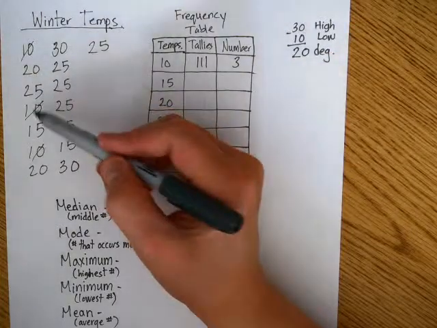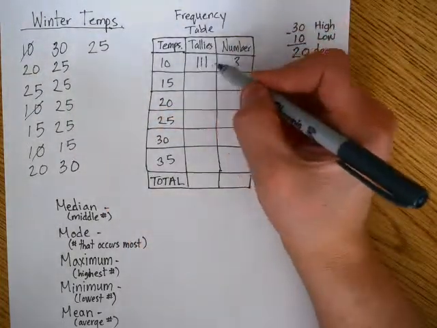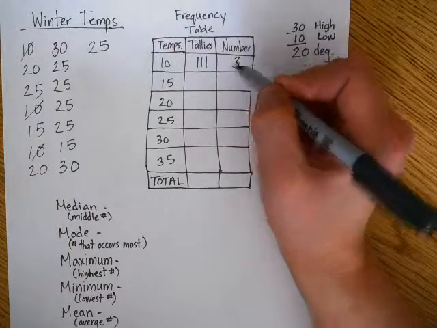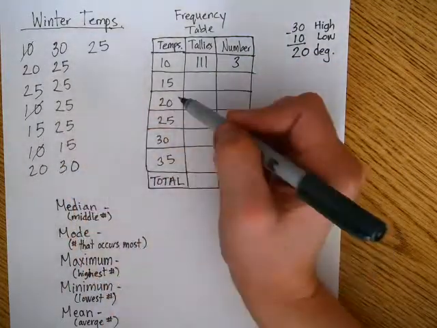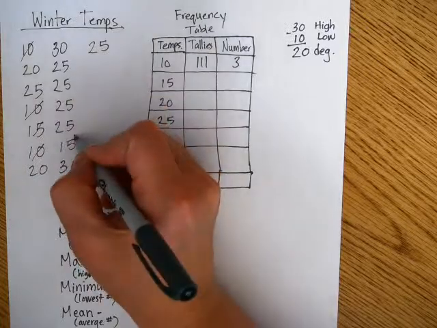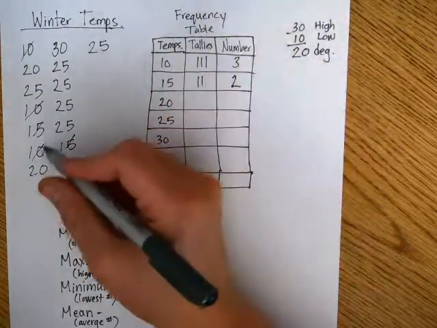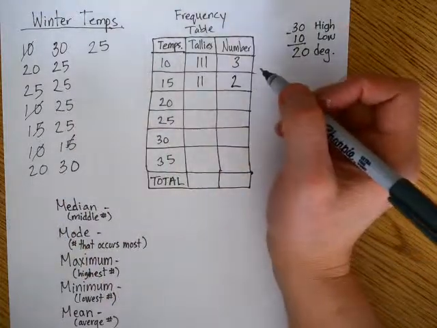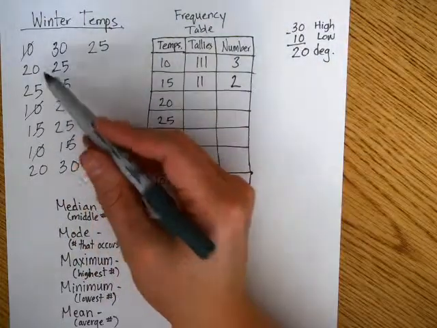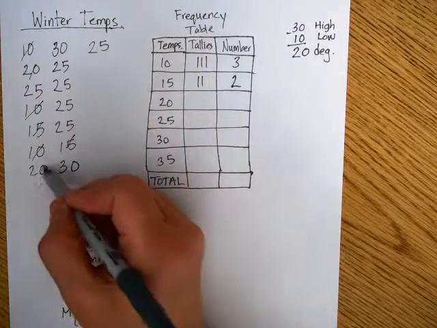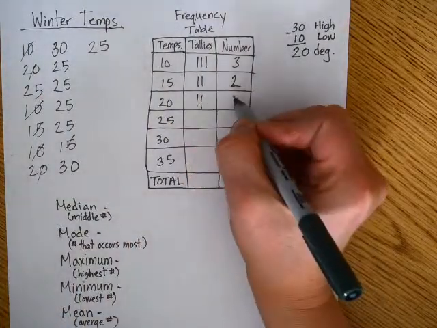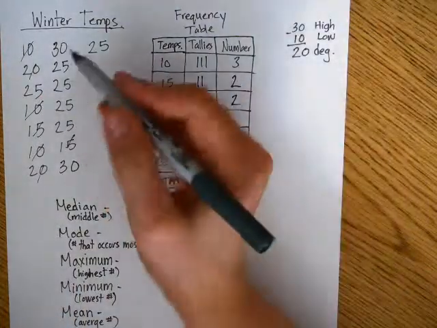So there were 3 10s in this data set. So I have 3 tallies and also the number 3. Next, how many 15s are there? There's 1, 2 15s. I'm going to put 2 tallies and the number 2. And I cross them off as I go so that it's easy to keep track of. How many 20s do I have? 1, 2. 2 20s, and I put the number 2 here.